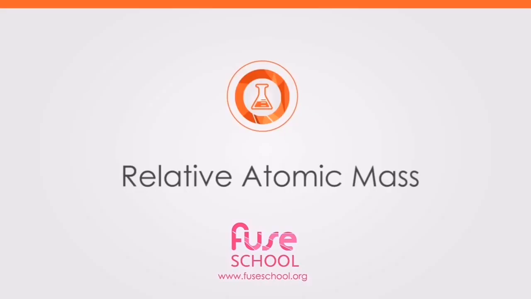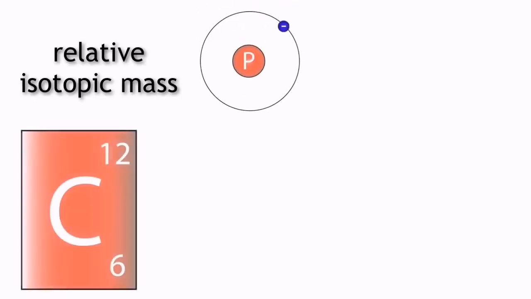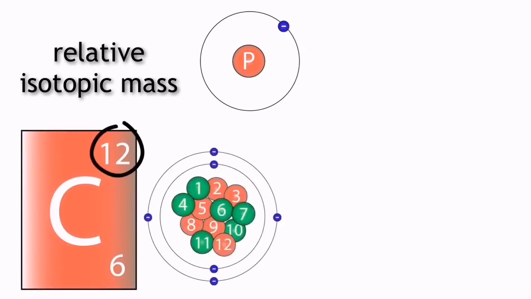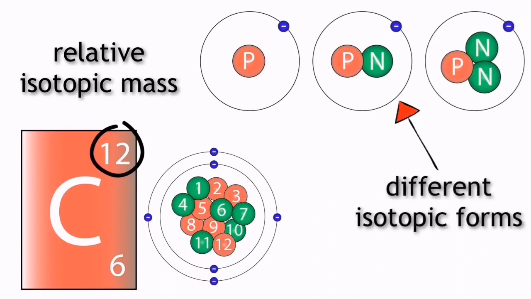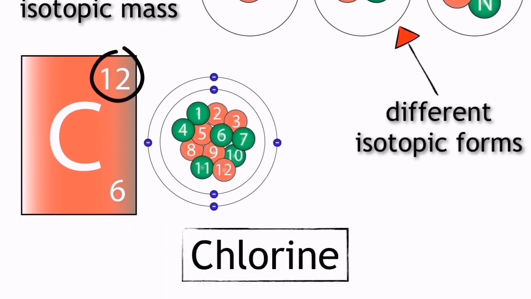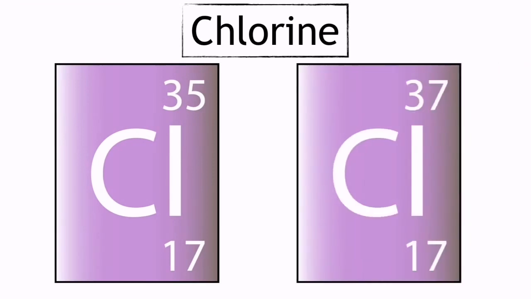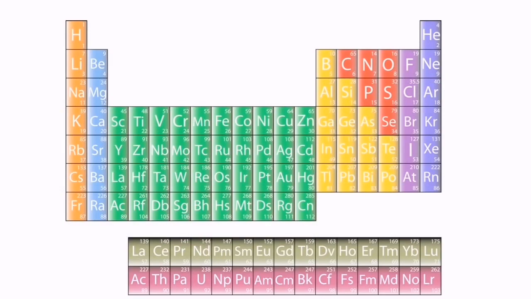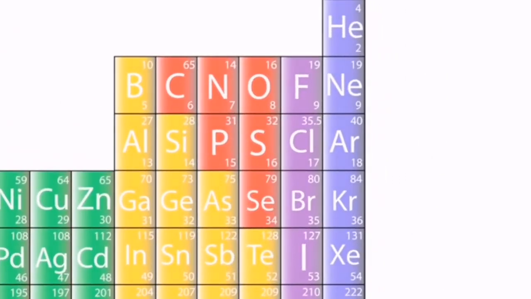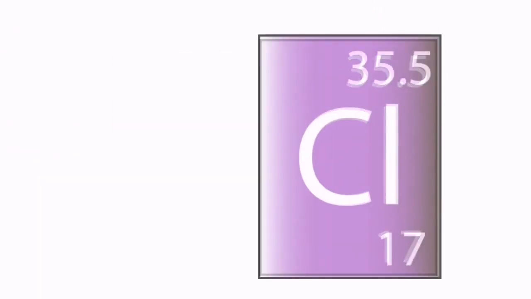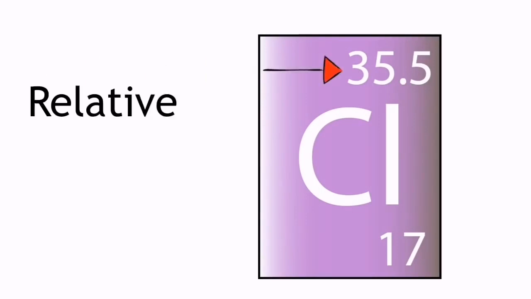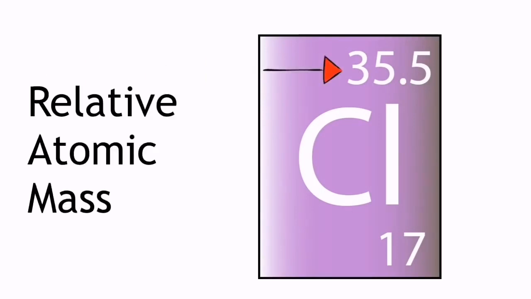The relative isotopic mass is the mass of an element in relation to carbon-12. The reason that this is the isotopic mass is because some elements have different isotopic forms. For example, chlorine can be found as chlorine-35 and chlorine-37. The isotopic mass is not the mass number which appears on the periodic table. The number seen on the periodic table is the relative atomic mass, or the AR.